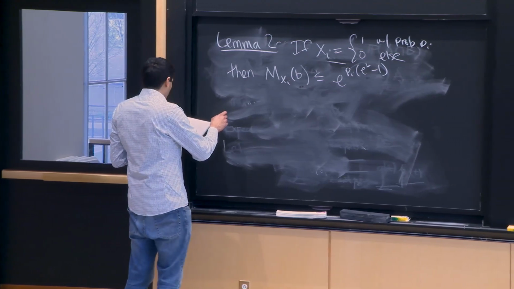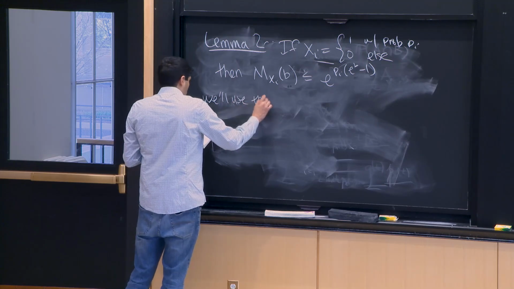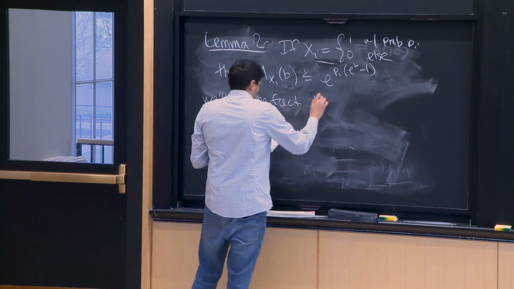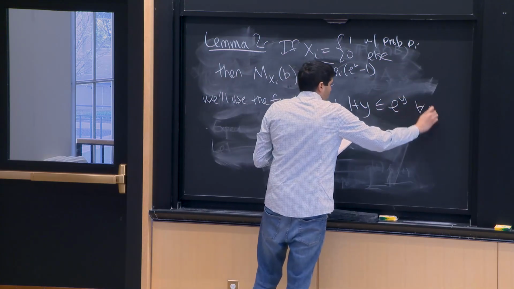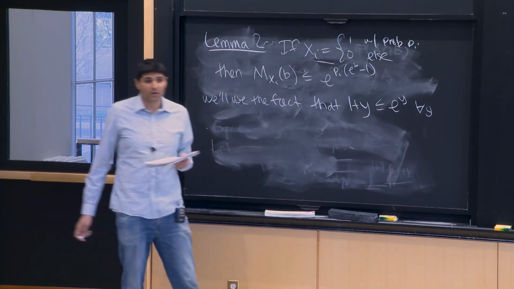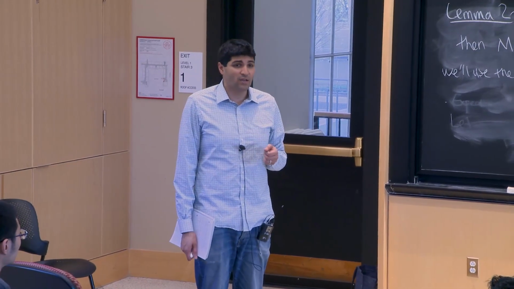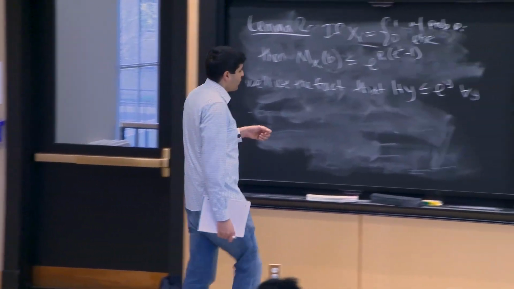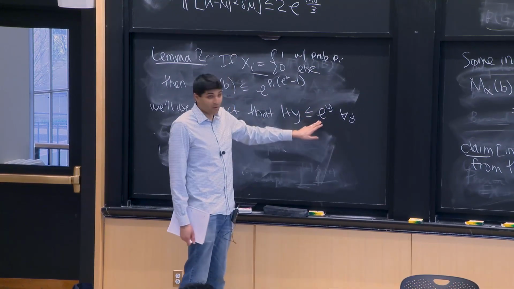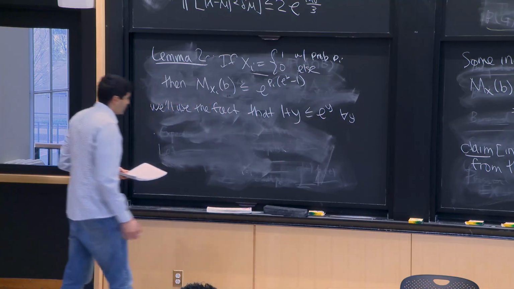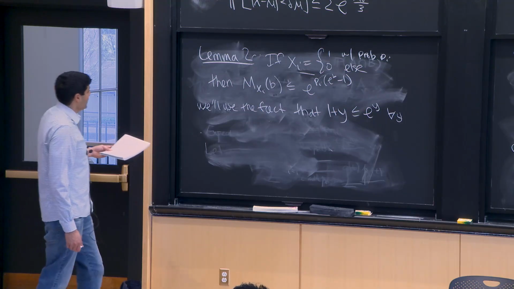To prove this, we'll use the fact that 1 plus y is at most e to the y, and this is true for all y. This is a very simple thing to prove just with calculus, or you can just plot it to check yourself. You plot 1 plus y and look at e to the y, and you'll see that the line is below the exponential curve. This inequality is going to play a crucial role in getting a convenient form for the right-hand side. So now let's prove this lemma.